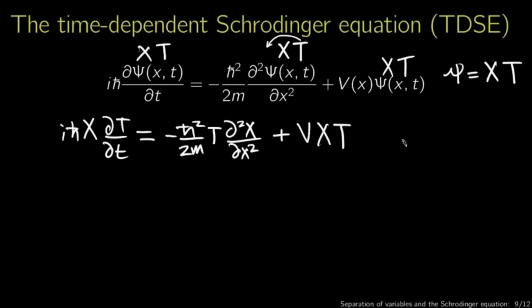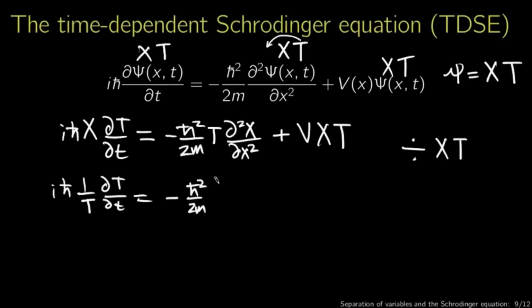Now the next step in separation of variables is to divide through by your solution, X T, assuming it's not 0, that's okay. And you end up with i h bar, 1 over big T, canceling out the X, and you're just left with big T, 1 over T, partial of T dt. And then on the right-hand side, we have minus h bar squared over 2m, 1 over big X, second partial of X with respect to position, plus V. X and T are fully canceled out in this term.